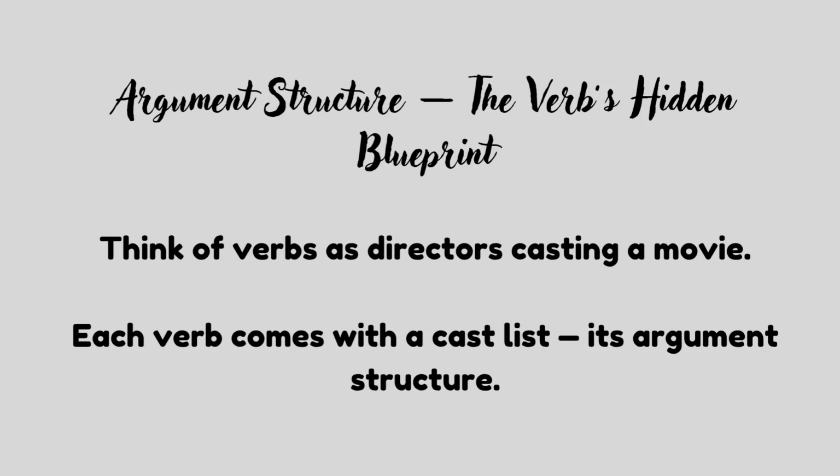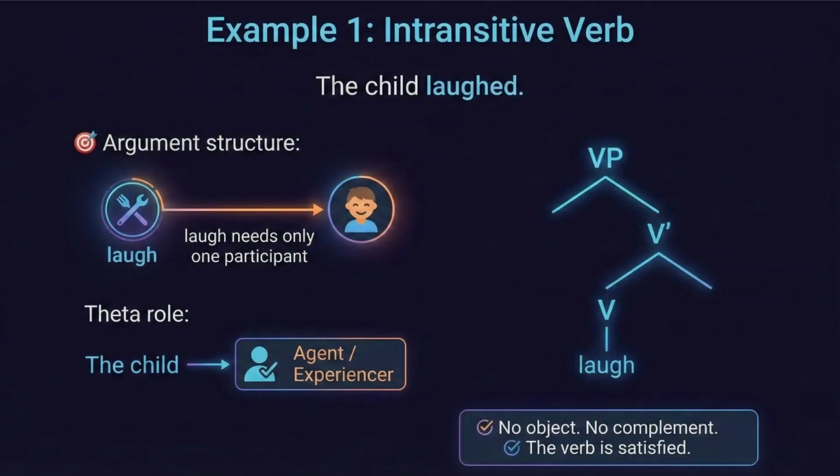Think of verbs as directors casting a movie. Each verb comes with a cast list, its argument structure. Let's look at the first example, intransitive verb. Sentence: The child laughed. Argument structure is that laugh needs only one participant. Theta role: the child is agent or experiencer. The structure is VP then V bar then V having head laugh. Here, no object, no complement.